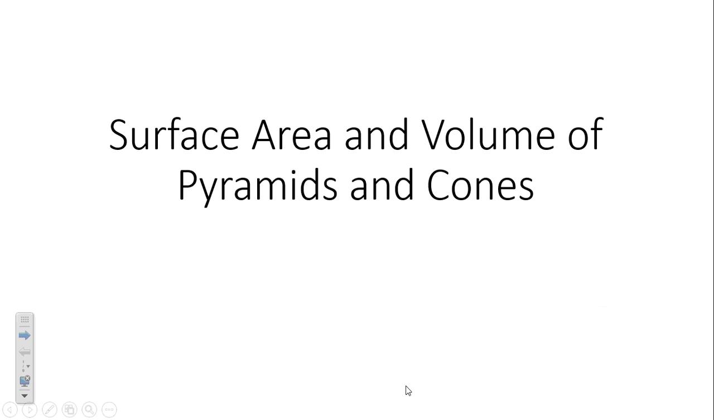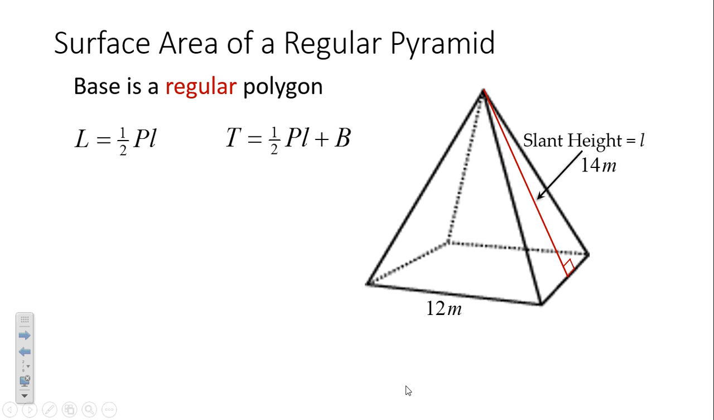Today we get to talk about the surface area and the volume of pyramids and cones. Okay, good. So first of all, whenever we're finding the surface area of a pyramid, it has to have a regular base, meaning all the sides have to be equal. This formula only works when the base is a regular polygon.